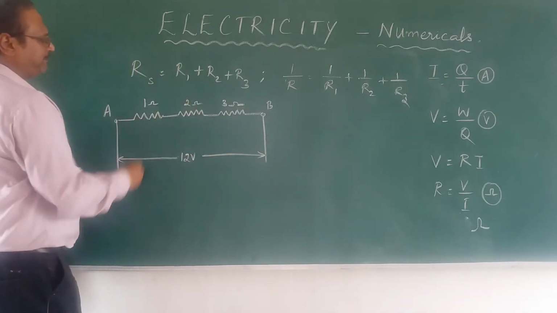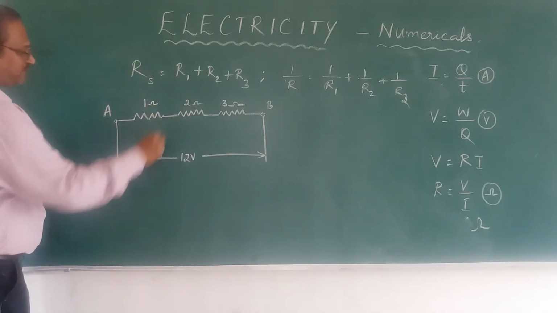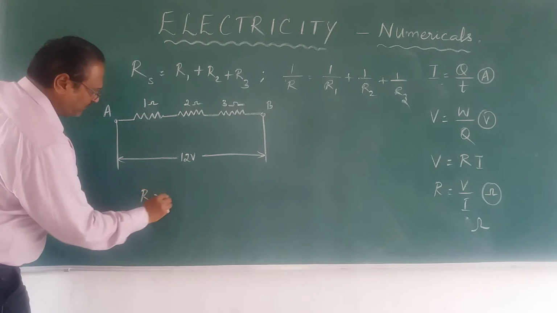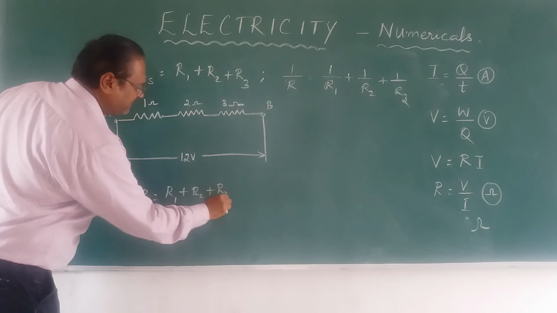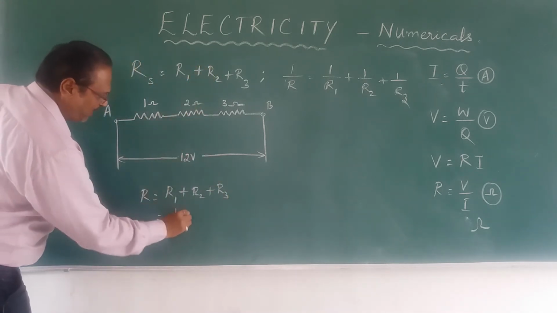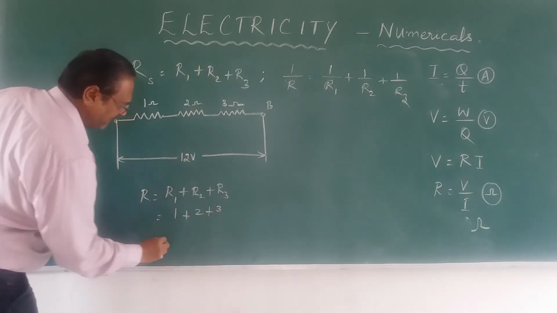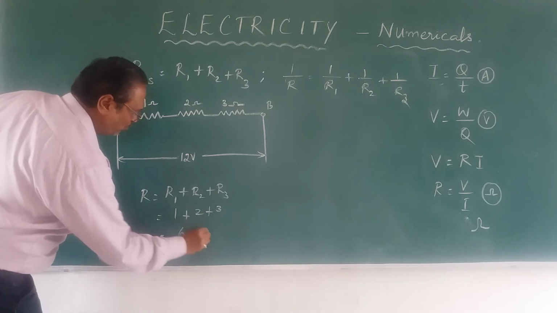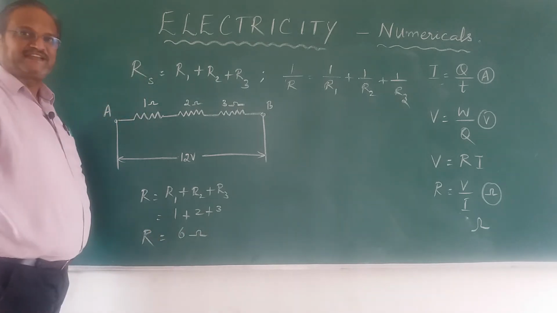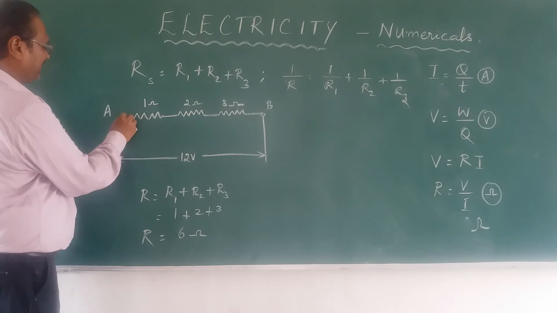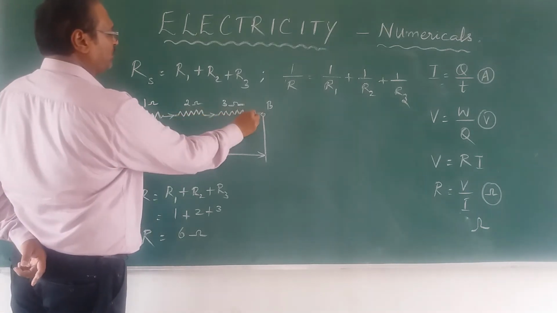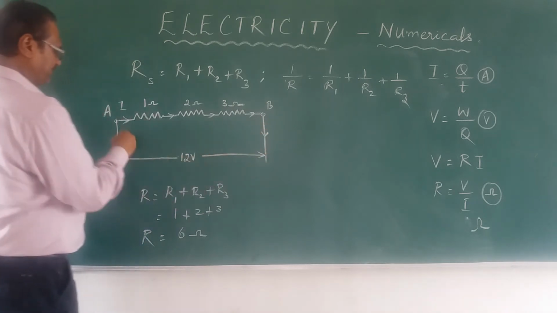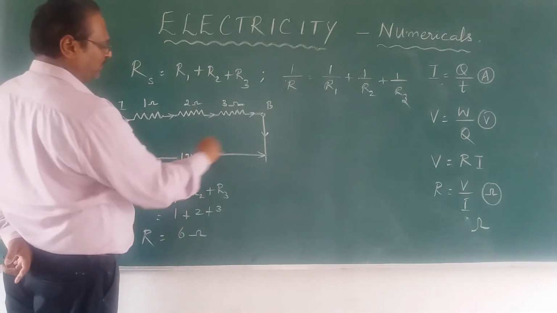Now what will happen? What is the total resistance we have to calculate? R is equal to R1 plus R2 plus R3, because they are in series. That is equal to 1 plus 2 plus 3. That is how much? 6 ohms. This is resistance in series. Now we want to calculate what is the current flowing through. You know, in series the same current will flow through. Whatever the current is coming from here, the same current will flow through.